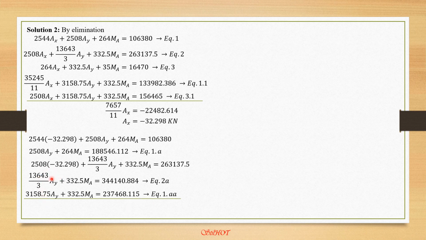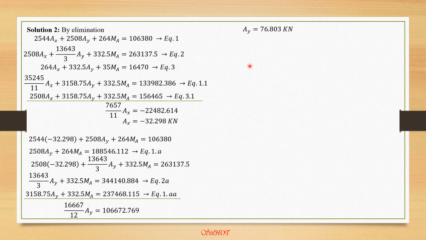So 13,640 over 3 AY minus 3158.75 AY is 16,667 over 12 AY. Then 344,140.884 minus 237,468.115 is 106,672.769. So AY therefore is 12 times 106,672.769 over 16,667. So AY can now be solved: 76.803 kilonewtons.